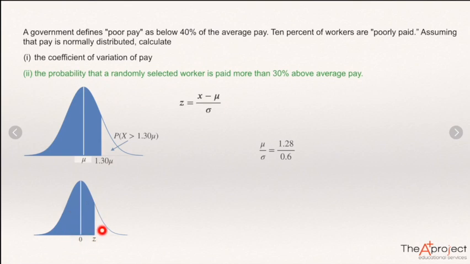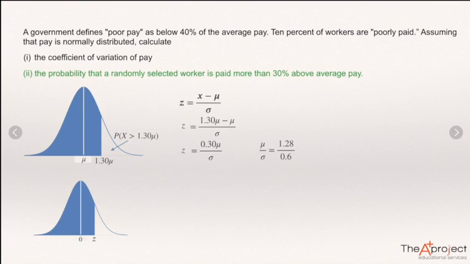So in the standard normal distribution, what will be the z value corresponding to this 1.30 mu? So we're going to use again this formula, z equal x minus mu divided by sigma, and we know the value of x, that is 1.30 mu. So let's make a substitution of this. Let's type it here. So it will be z equal to 1.30 mu minus mu divided by sigma. And 1.30 mu minus mu will be 0.30 mu. It will be equal 0.30 mu divided by sigma.